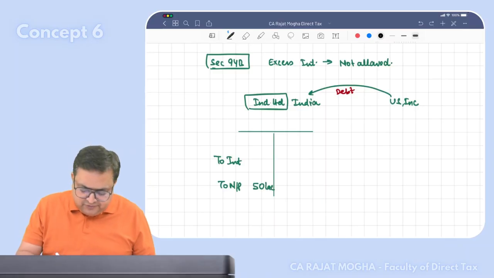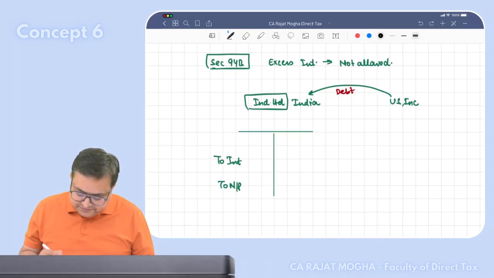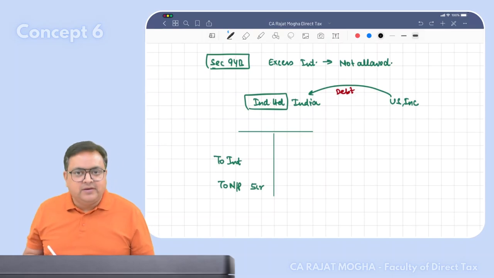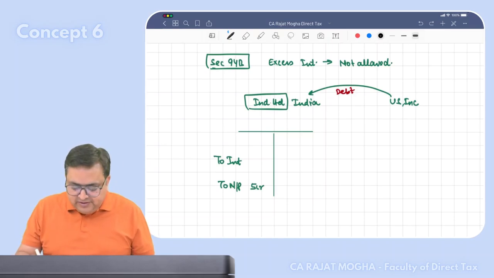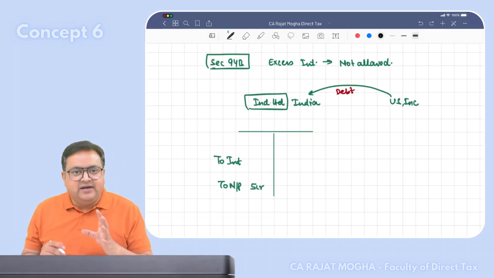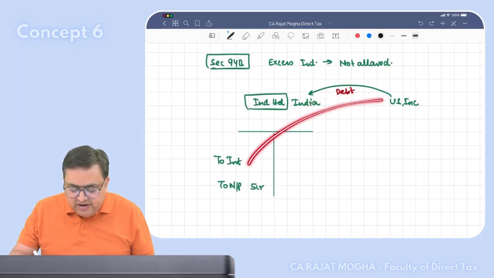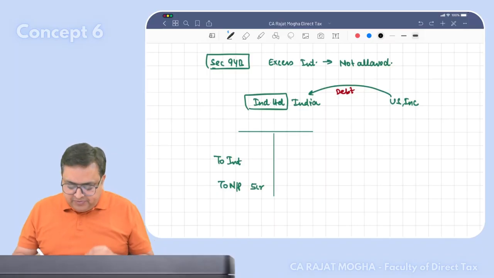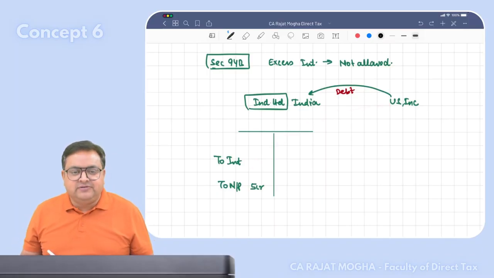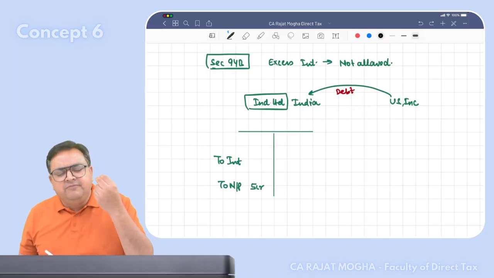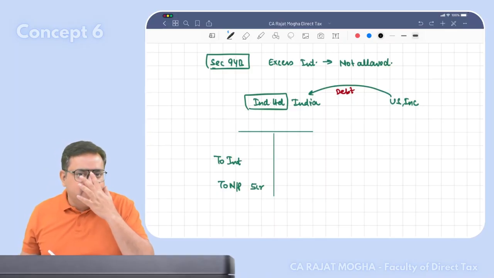So what will happen? Not 50 lakh. Let me increase it. Let's say our net profit is coming as 5 crores, right? So what they will try to do, because in India the tax rate is higher, they will give so much of debt that these people have to give interest. Sorry, they have to give interest to US Incorporation. How much they will give? They will be giving at highest rate, very, very high rate of interest they will be giving.